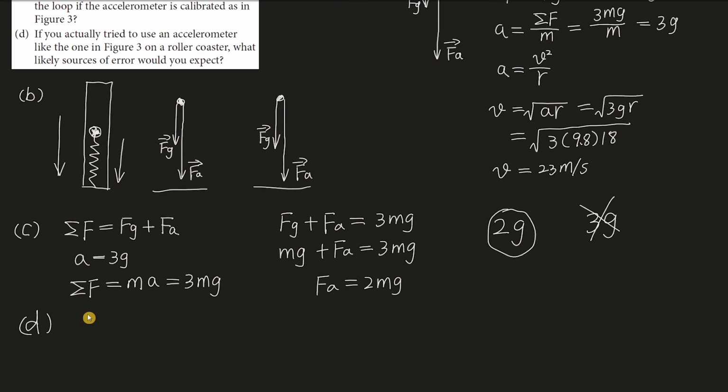It asks, what likely sources of error would you expect? As described before, when using this accelerometer, the spring end of it should point to the direction of the acceleration. So if you do not position the accelerometer in the right direction, the error will be introduced. For example, at the top of the loop, the position of the accelerometer should be like this way. If you put it in this way, you won't get the right measurement.